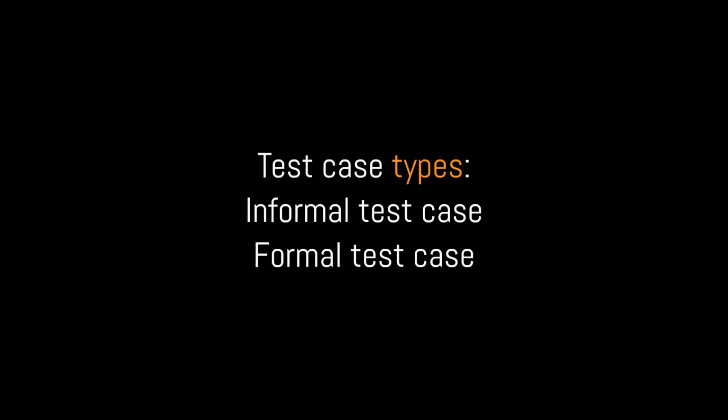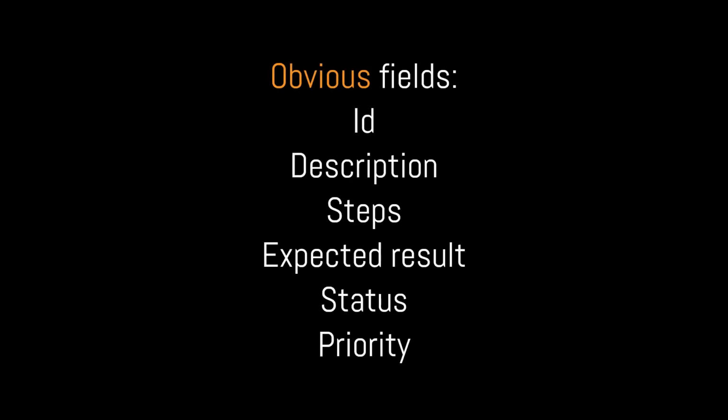There are two types of test cases: informal and formal. Informal test cases are used for the software which doesn't have formal requirements, being based on the accepted normal operation of the software of a similar class. A formal test case is characterized by a known input and expected output, which is figured out before the test is executed. Formal test case format may include various parameters, but the obvious fields are as follows: ID, description, steps, expected result, status, and priority. The shortest test case format may omit the priority field.